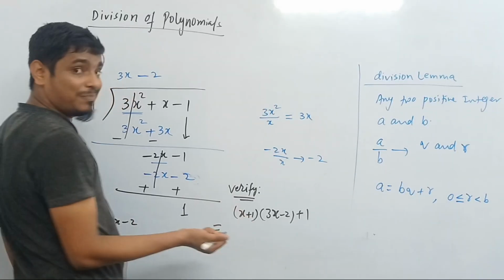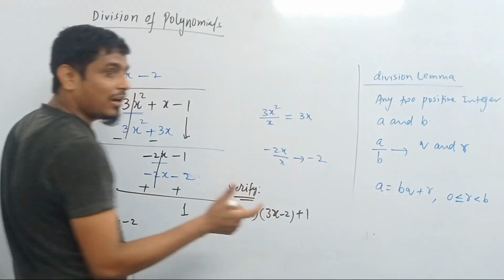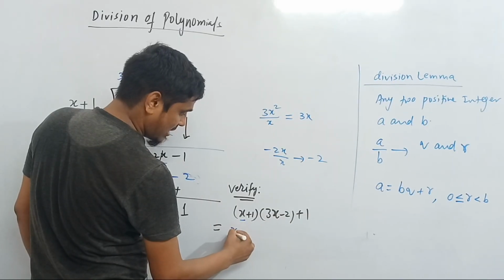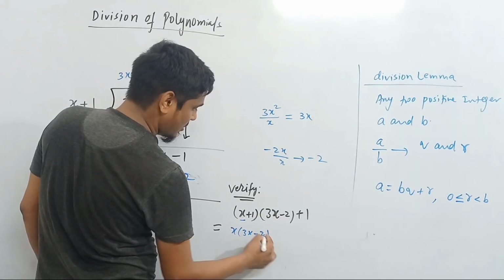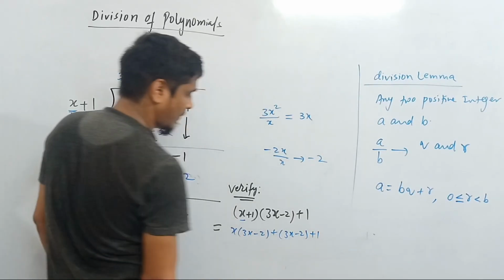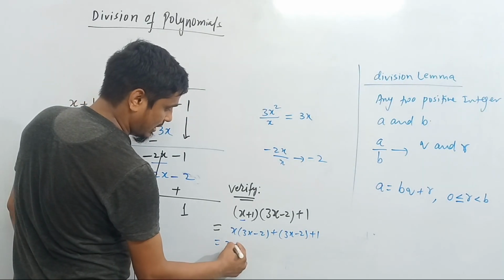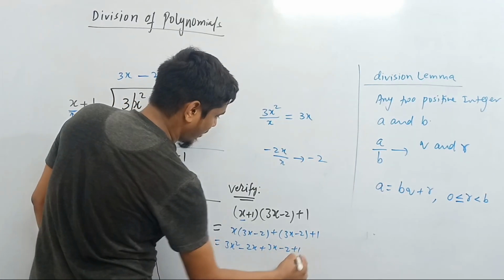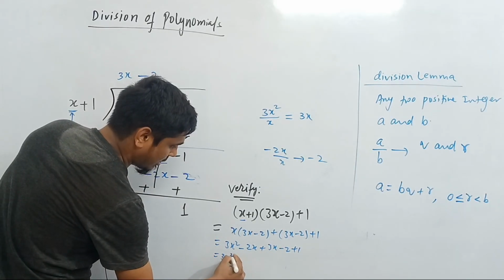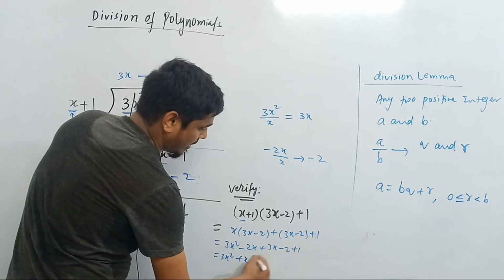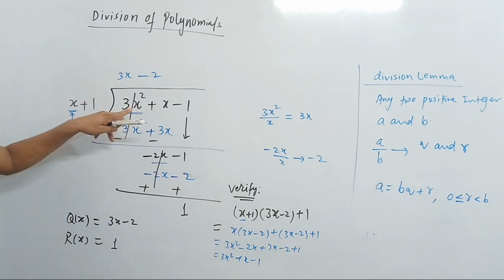So how can we multiply the polynomial? It's like a distributive property. This first term with this whole polynomial, x times 3x minus 2, then 1 times 3x minus 2, and plus 1. Once we simplify, this is going to be 3x square minus 2x plus 3x minus 2 plus 1. So this is going to be 3x square, minus 2x plus 3x is plus x, and minus 2 plus 1 is minus 1, which is nothing but the given dividend.